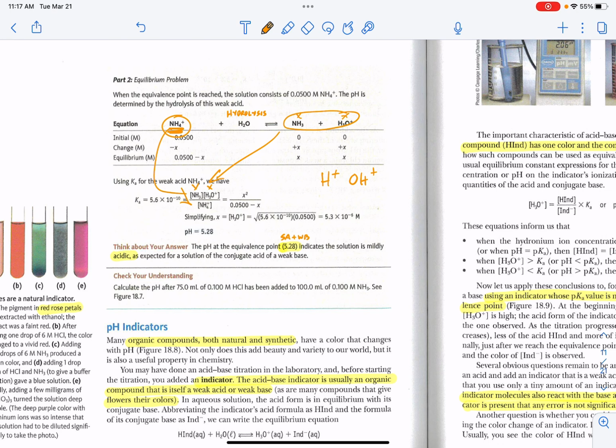And now when we solve this equation for my molarity and then take the negative log of it, we get 5.28.